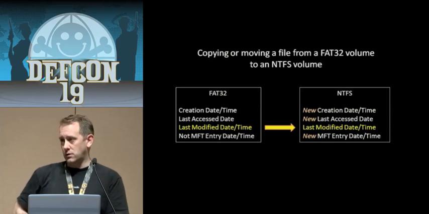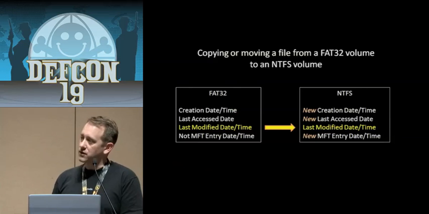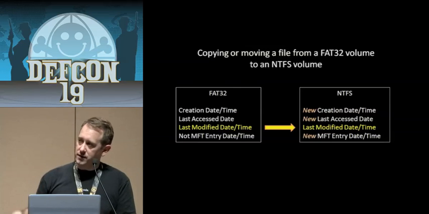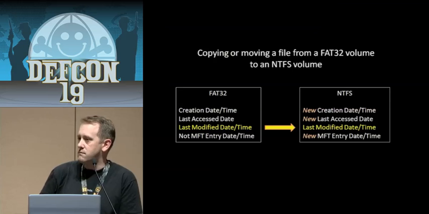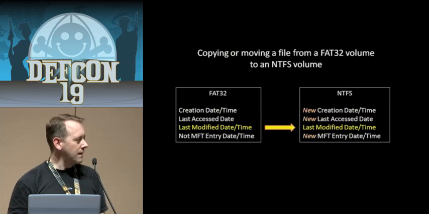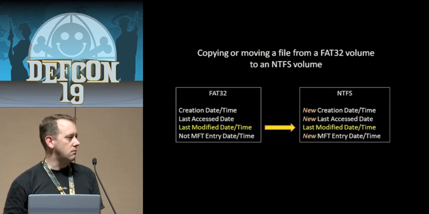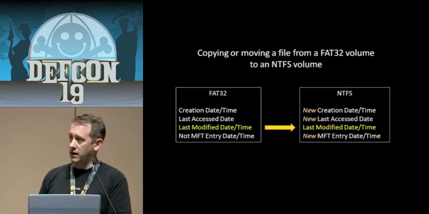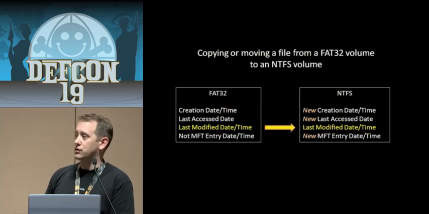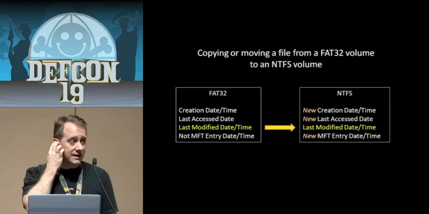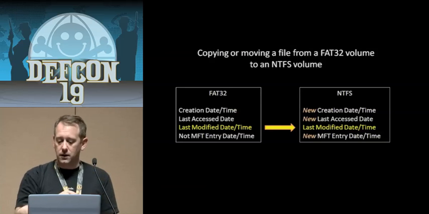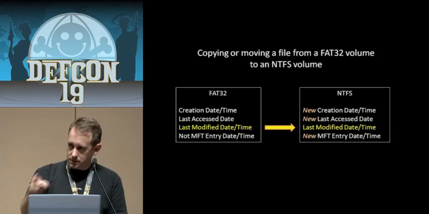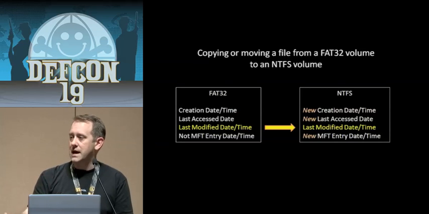If I take a file, run over to someone's computer, plug my thumb drive in, and copy the file over directly from mine to theirs, what happens with the timestamps? Well, the moment I copy the file over, that new instance of the file, whether I've copied it or moved it, is going to give me a new creation date, the date on which I copied the file. The last access date will be the date I copied the file over. The MFT entry will be the date I moved the file over. But what happens with the last modified timestamp?